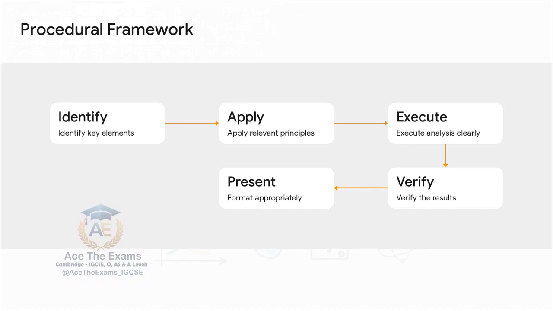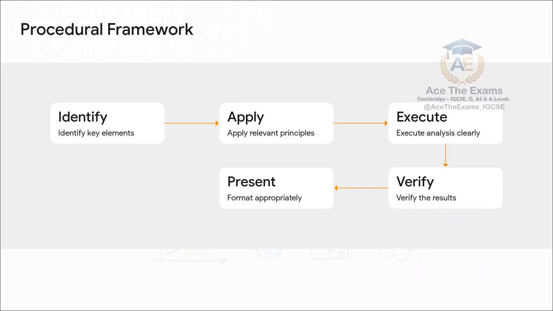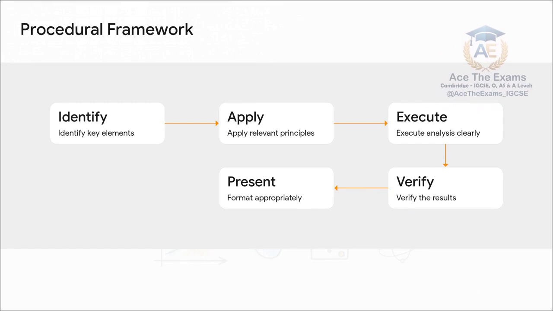Step 3, execute the analysis with incredibly clear notation. Do not skip steps. If you are converting from electron volts to joules, physically write out the multiplication by 1.6 times 10 to the negative 19 on the paper so the examiner sees exactly what you're doing.